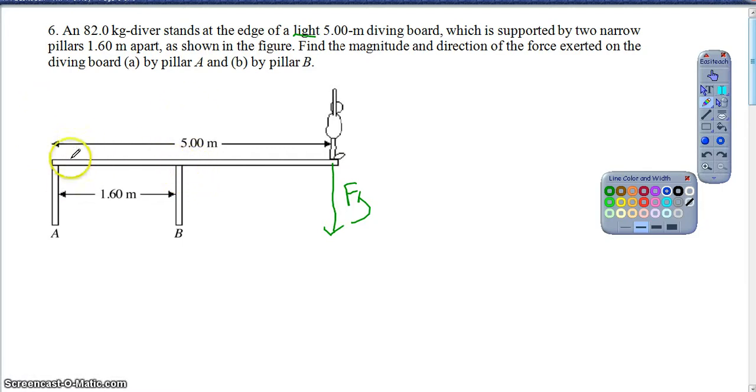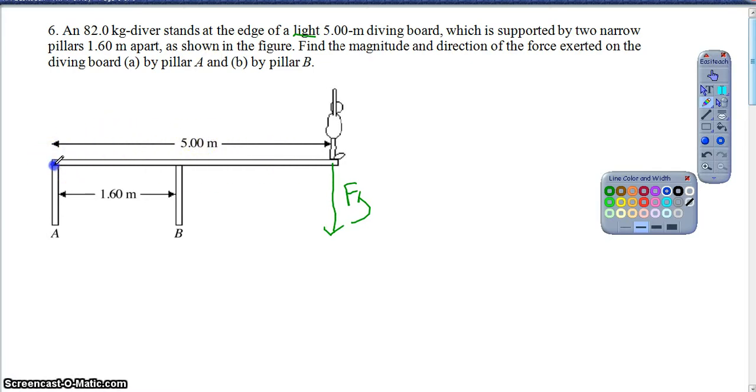Is B pushing upward and A pulling downward? Is A pushing upward and B pulling downward? Right? We really have three different possibilities of different combinations. So we have to think about how we can confirm which way this should be going. And the easiest way to do that is to choose a pivot point, right? Start thinking in terms of torque instead of just force.